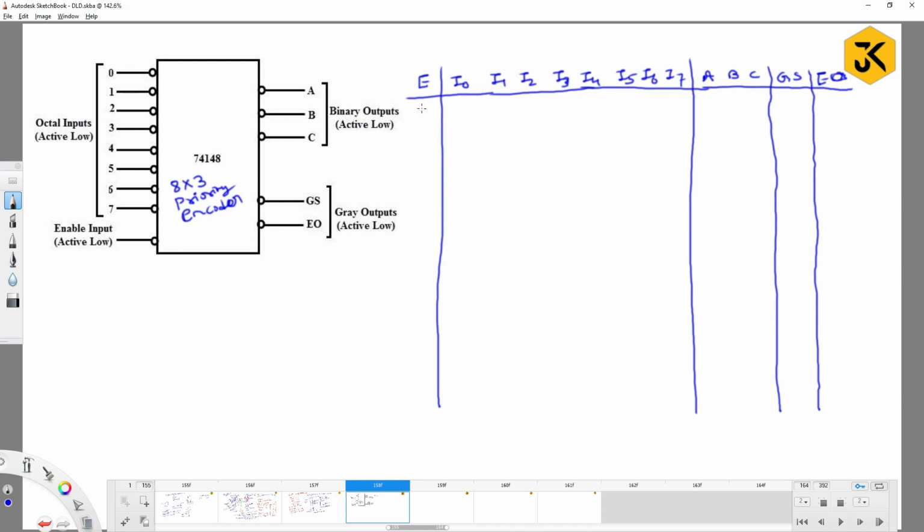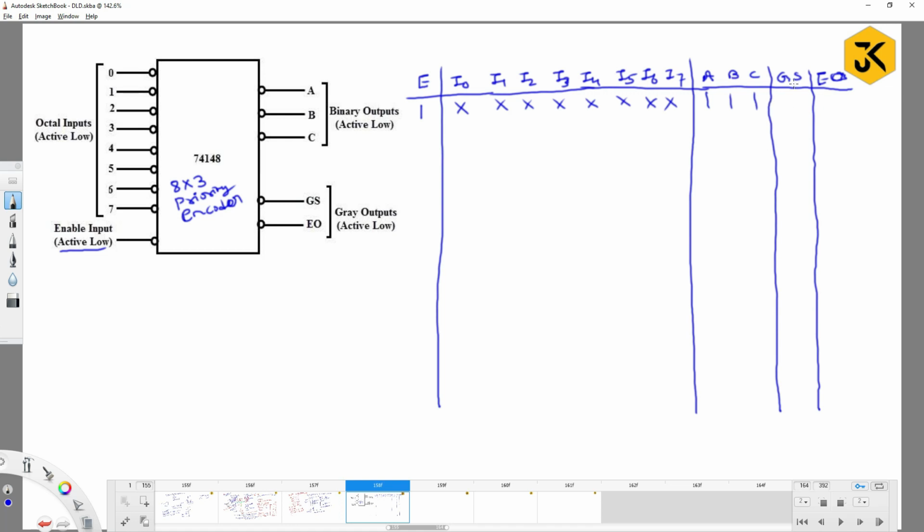When it is 1. Why is it 1? Because we discussed the concept that it is active low. When it is active low and the input is 1, your circuit is going to be off. In this situation, irrespective of any input, you are always going to get 0. 0 means what? 1 here, right?